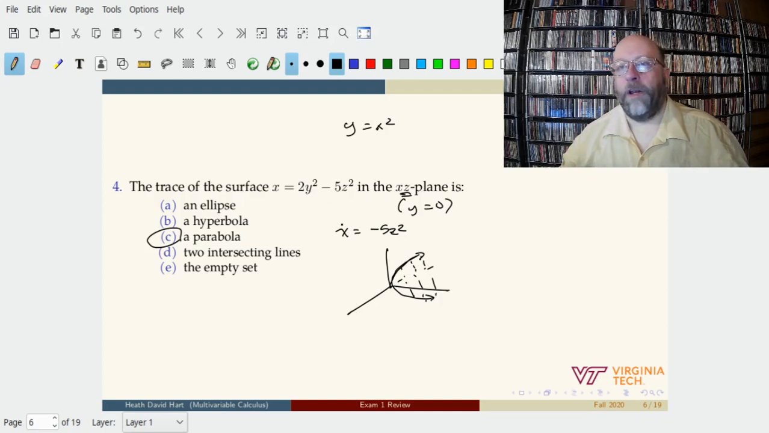Set the y-coordinate equal to 0. Recognize that with one of the terms squared and one of the terms not being squared, that traces a parabola.